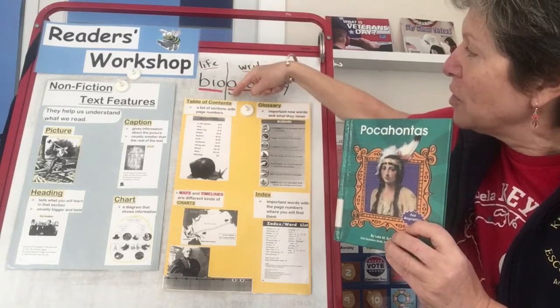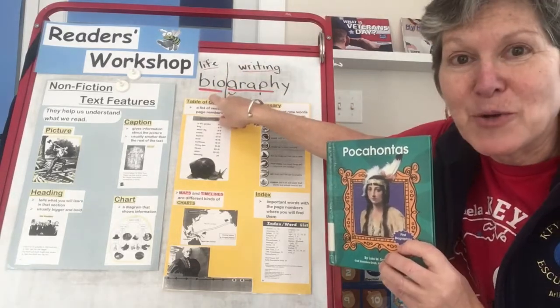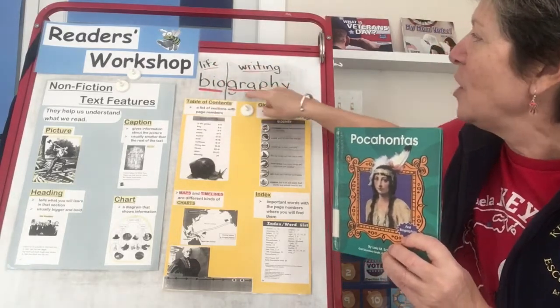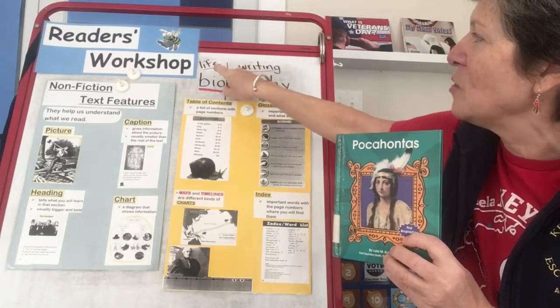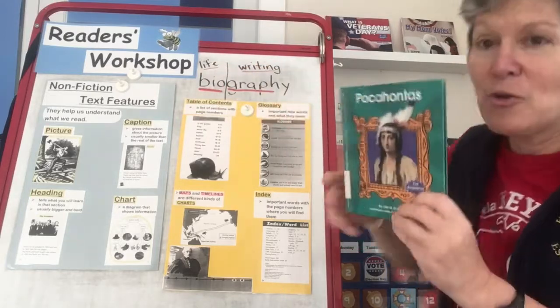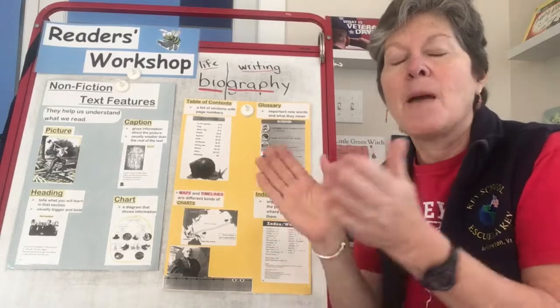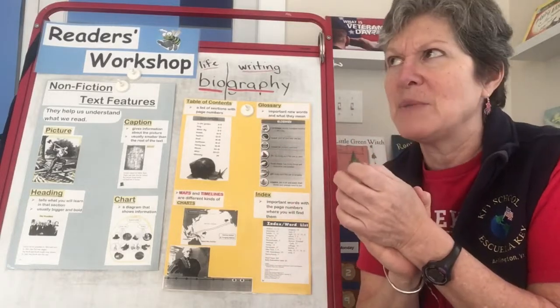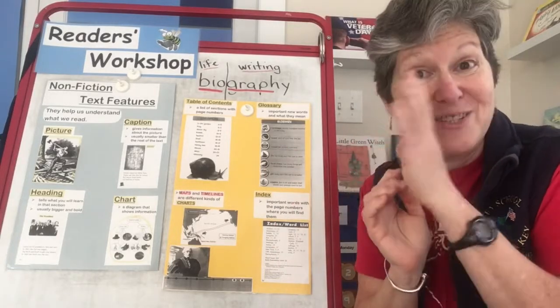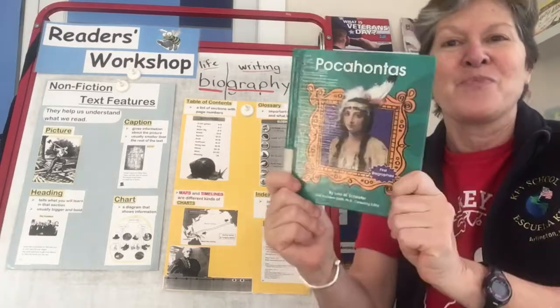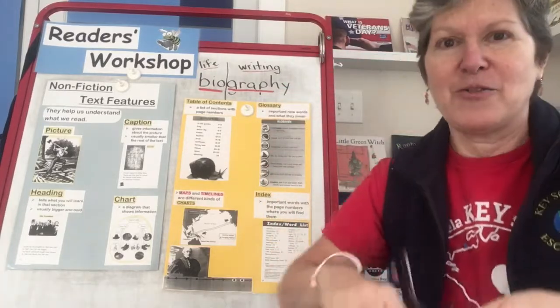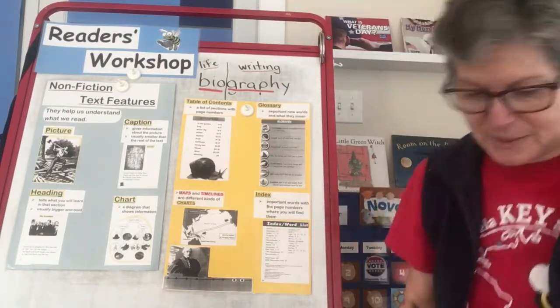If you look at the word parts, bio is from Greek. Bio means life. Graphy has to do with writing, so like life writing. Biography. And we could clap that. Let's clap it. Biography. How many syllables? Biography. Four syllables, right? Biography. So let's take a look at this biography about Pocahontas.